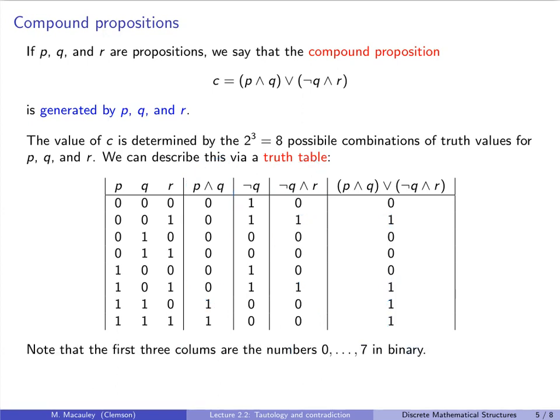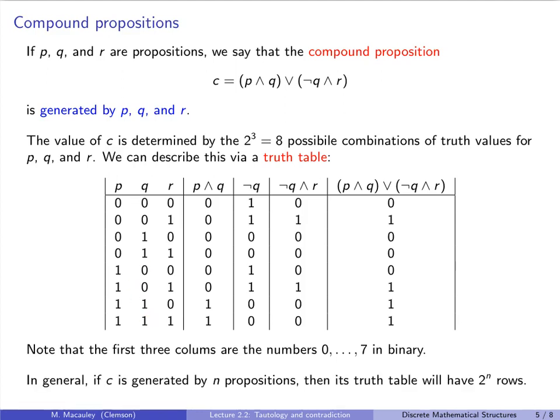Note that the first 3 columns are the numbers 0 to 7 in binary, and when I say are the numbers, I guess the rows in the first 3 columns. So this 0, 0, 0 is 0, 0, 0, 1 is 1, 0, 1, 0 is 2, 3, 4, 5, 6, and 7. And in general, if C is generated by n propositions, then its truth table will have 2 to the n rows. Here there's 3 propositions, and there are 2 to the 3, or 8 rows.